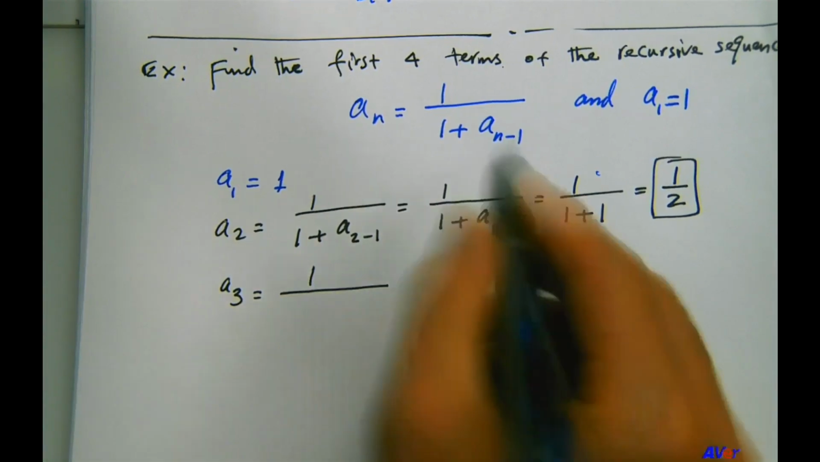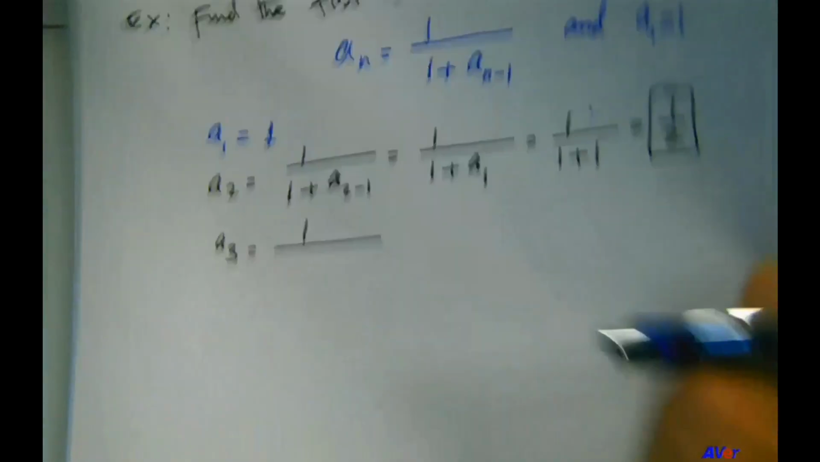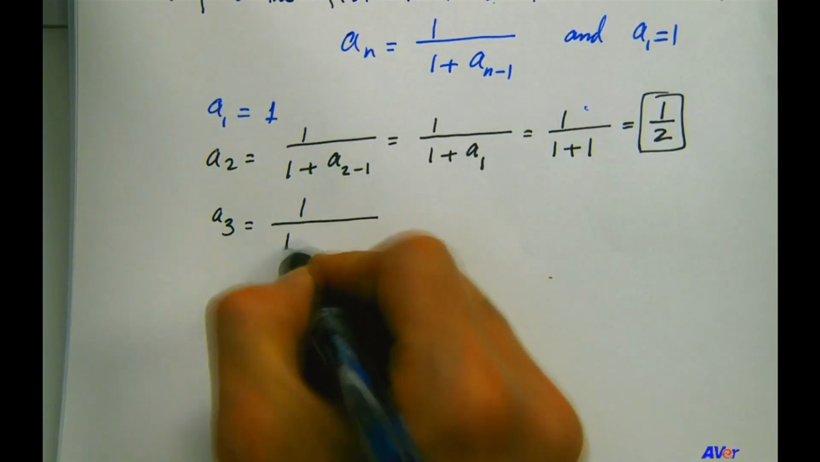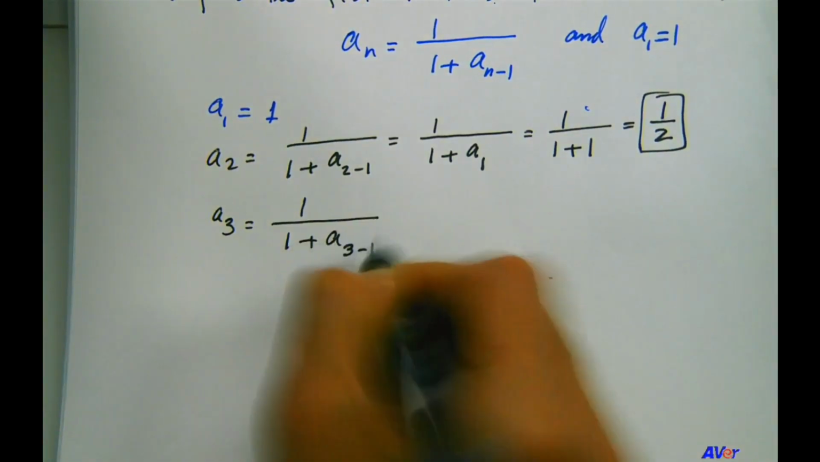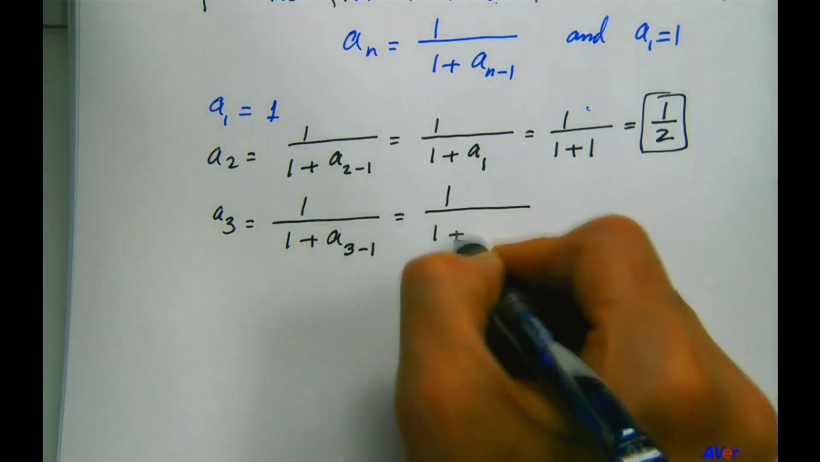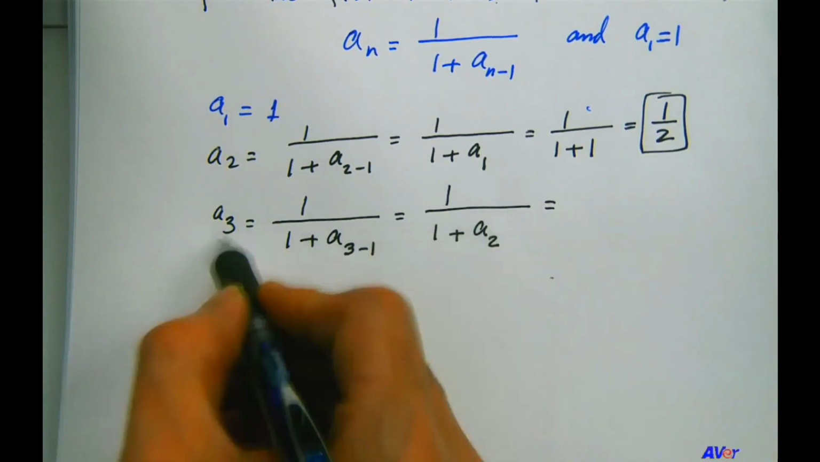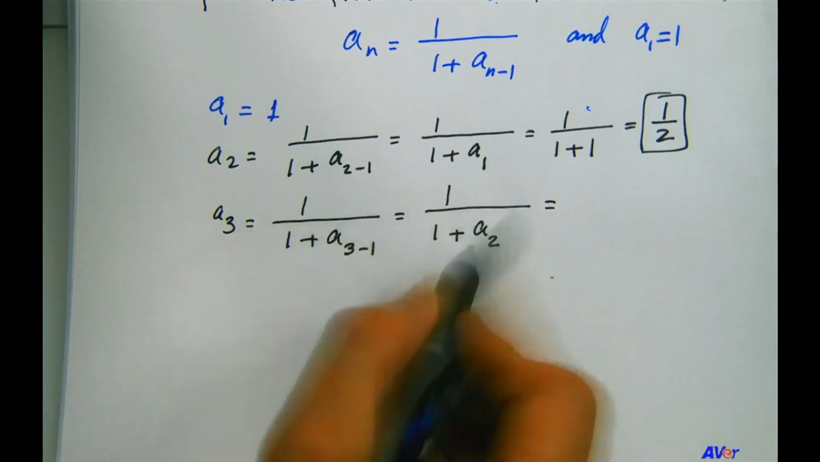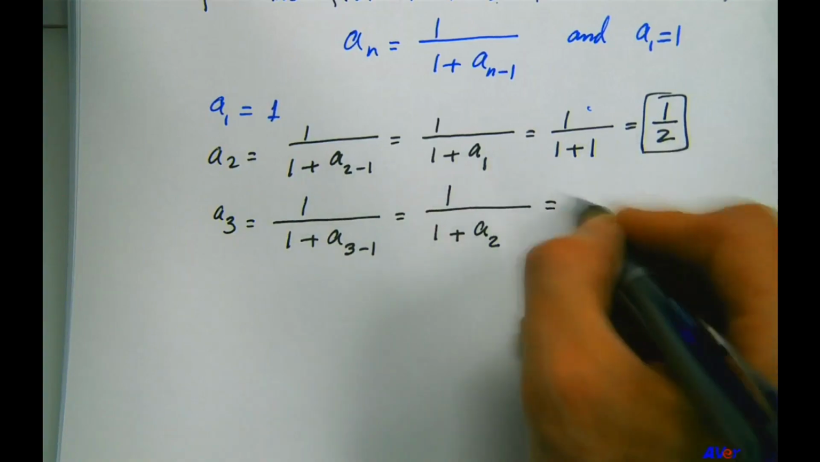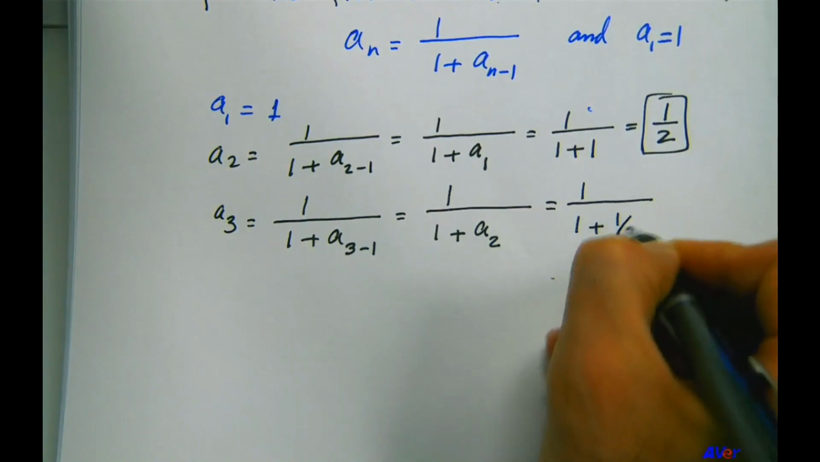Again, wherever we have n, we're going to replace that n with the location of the number we're finding. So 1 over 1 plus A(3-1). What is that equal to? That is equal to 1 over 1 plus A2, because A3 minus 1 is A2. So this is saying, hey, if you want to find A3, you have to know what A2 is. Well, we already figured that out, right? 1 over 2. So we're going to plug it in: 1 over 1 plus 1 over 2.